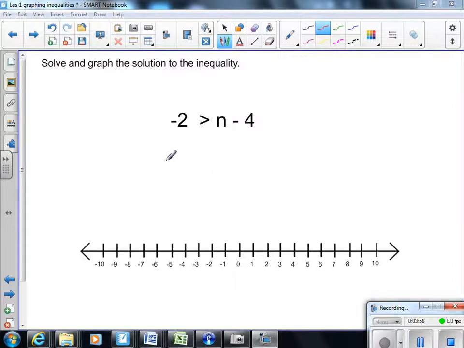Okay, let's try another one. Solve and graph the solution to this inequality. When you think you have a solution, raise your hand, and I'll come around and check you, and then you can check your partner, please.